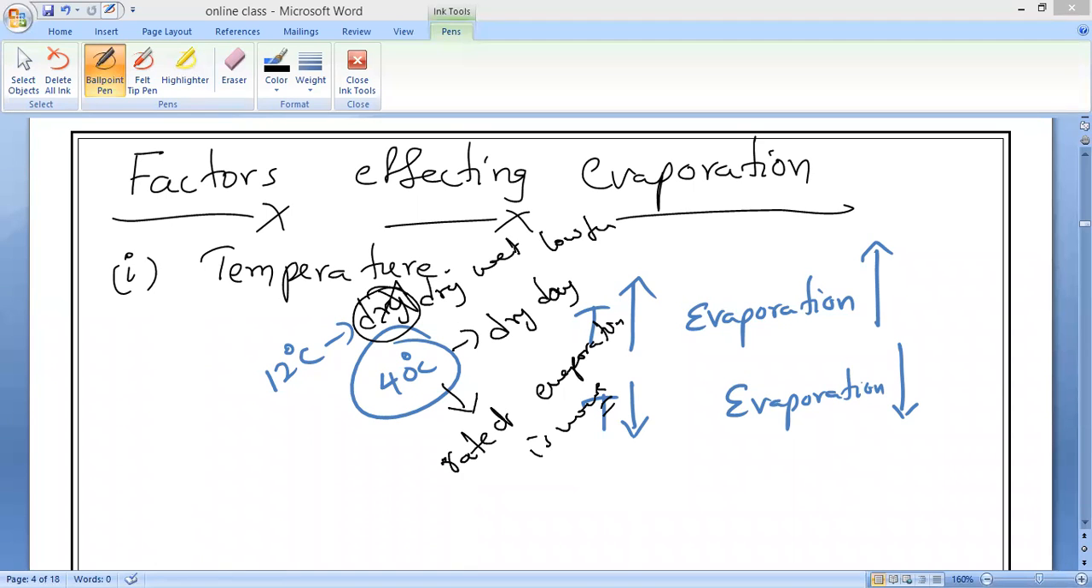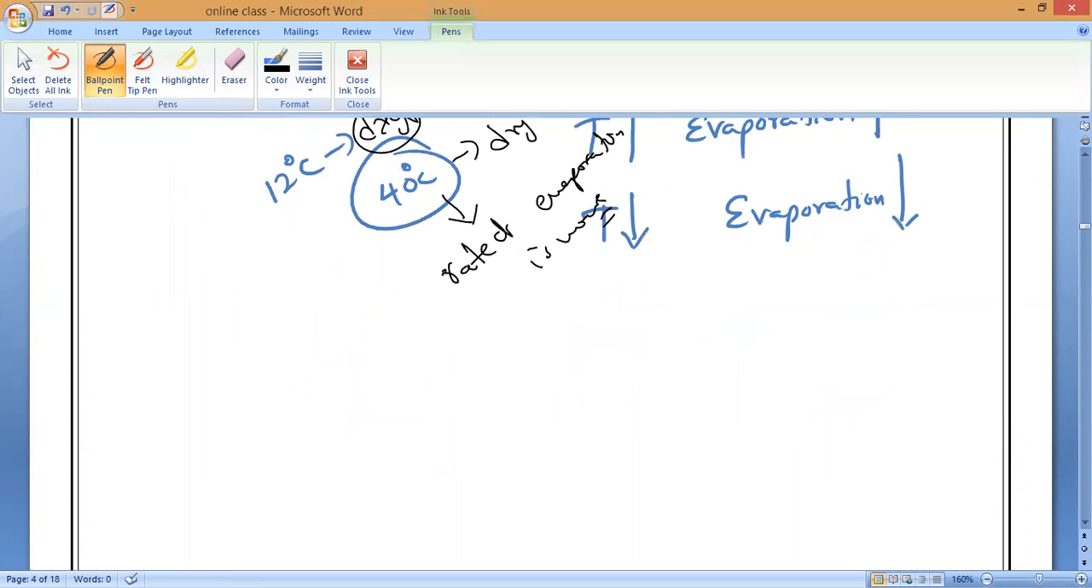The rate of evaporation increases on increasing the temperature.